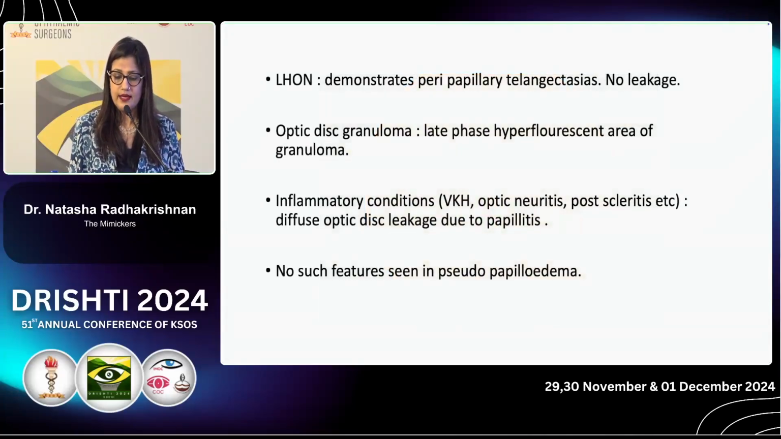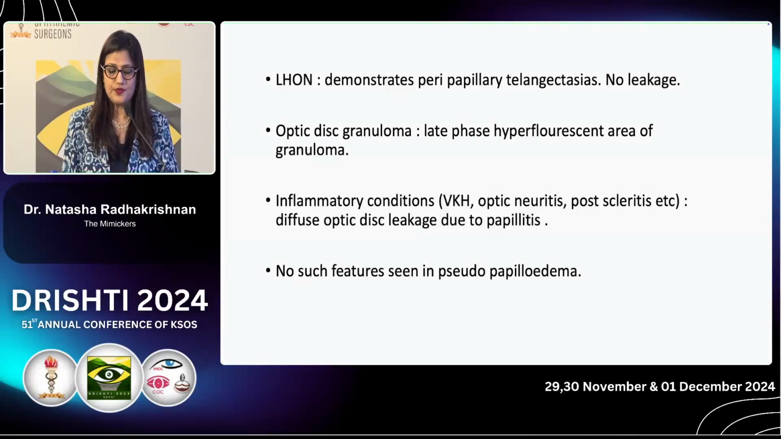In LHON, you can get peripapillary telangiectasias with no significant leakage on FFA. In optic disc granulomas, you can get a late phase hyperfluorescence. In inflammatory conditions, you will get diffuse optic disc leakage. So you cannot differentiate papillitis from papilledema with a fluorescein angiogram. Both will leak just the same.